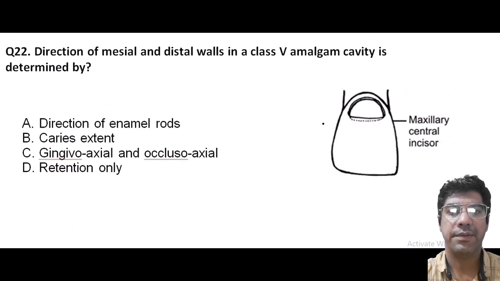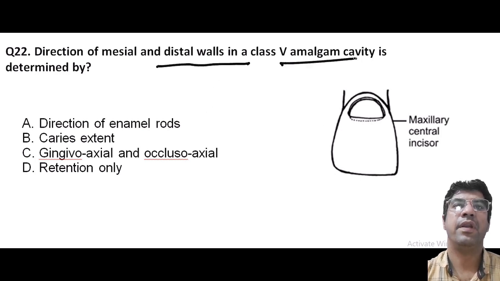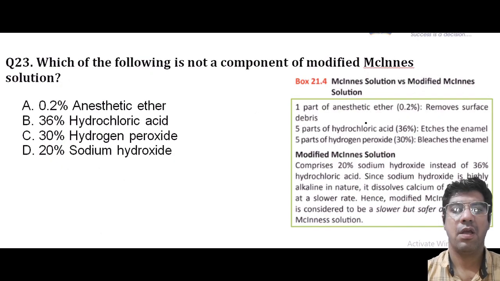The direction of the mesial and distal wall in a class 5 cavity is determined by the direction of the enamel rods.